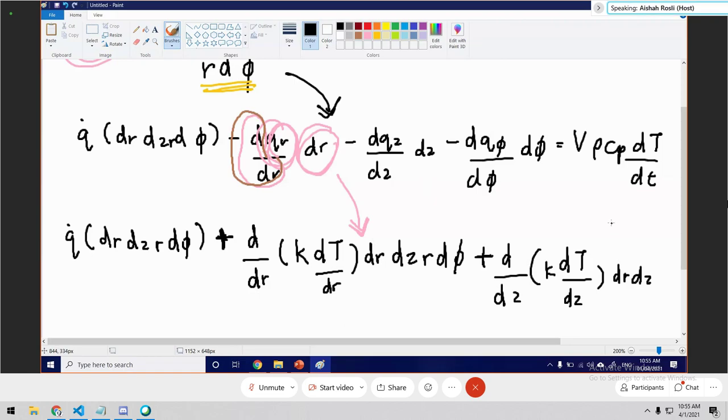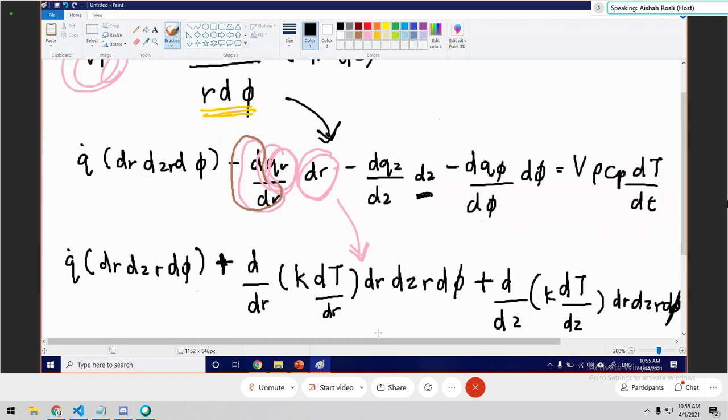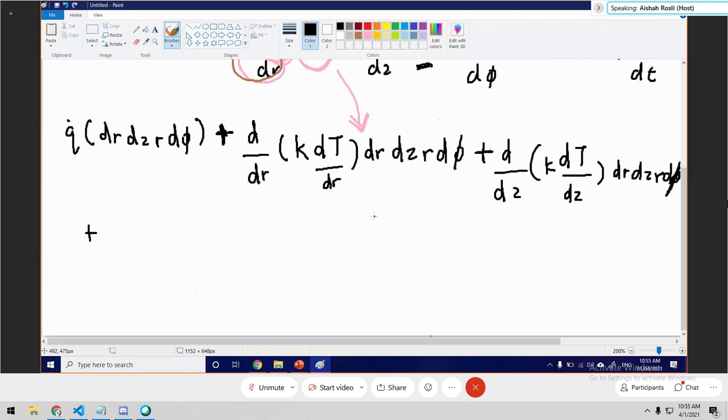The area just now was dr r d phi, right? And then r d phi, no more space here. Okay, so dz here is from this. So plus, this one we need to pay a bit more attention to, q phi, because it's not the same as the other two directions. So we will have dq phi, k over r dT d phi.